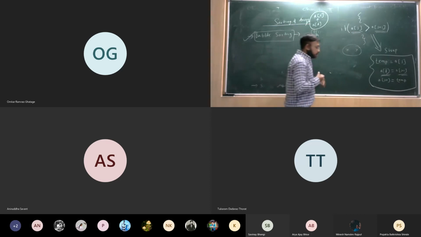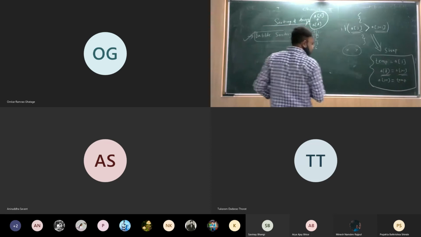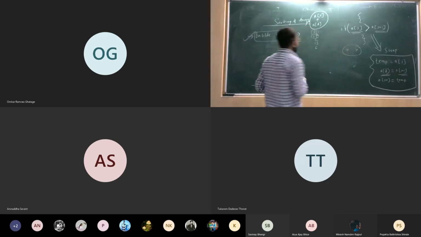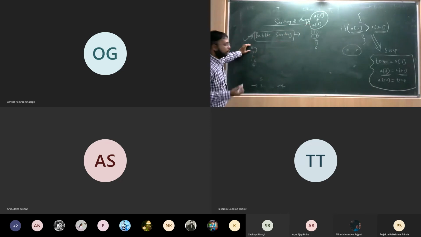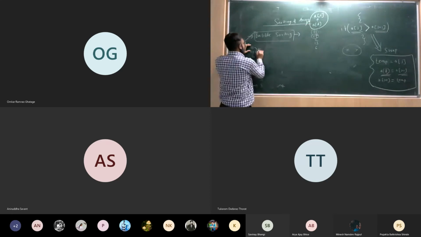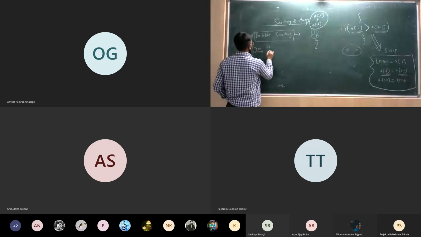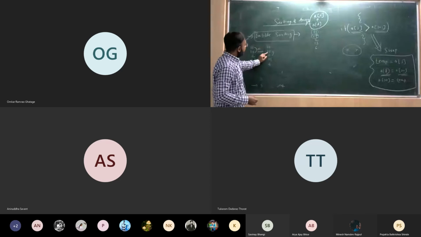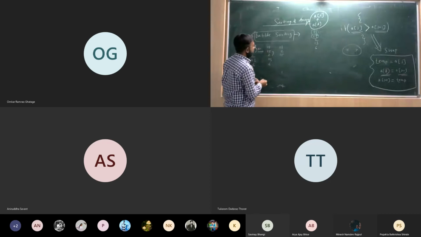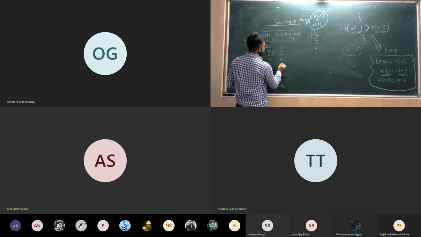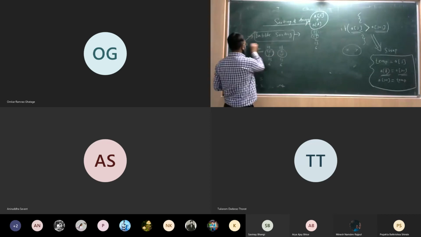So we have to compare 11 and 15. Is 11 greater than 15? No, so there is no swapping here. Next, 15 and 2 are compared. Is 15 greater than 2? Yes, so the number is swapped. So 2 and 15 are swapped.